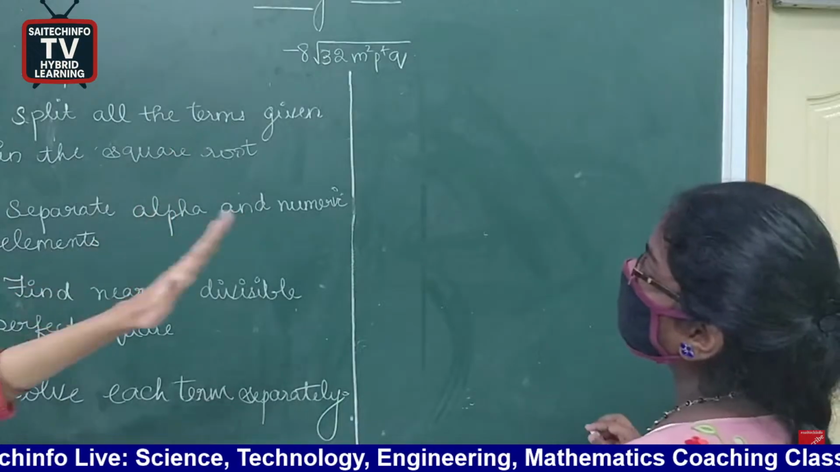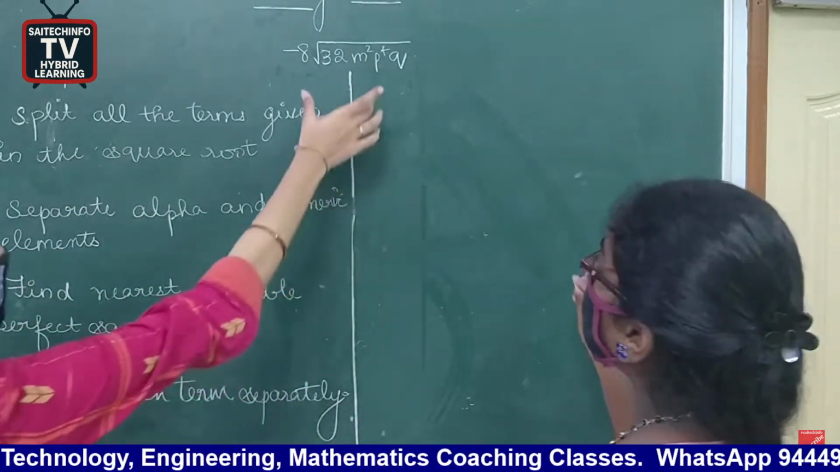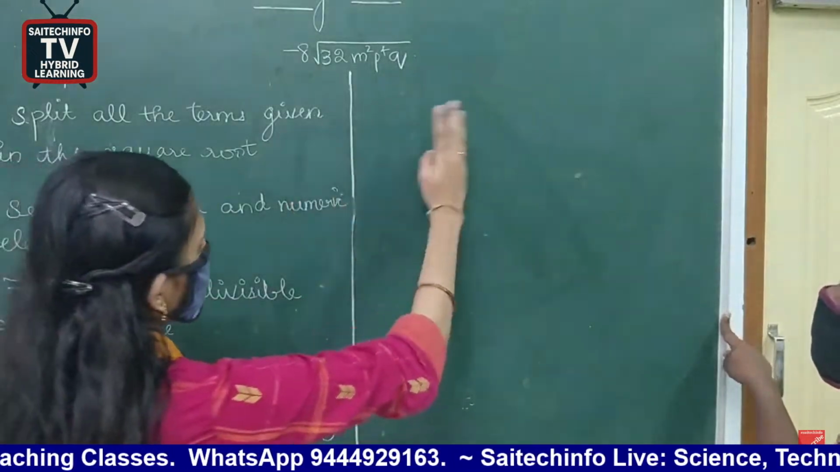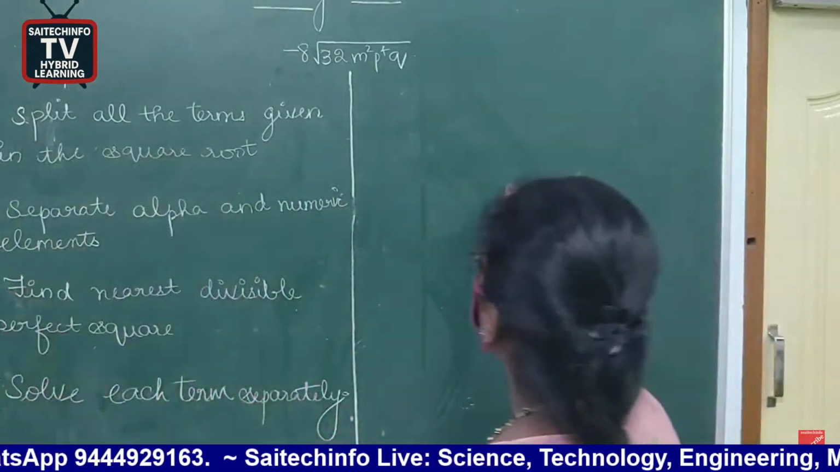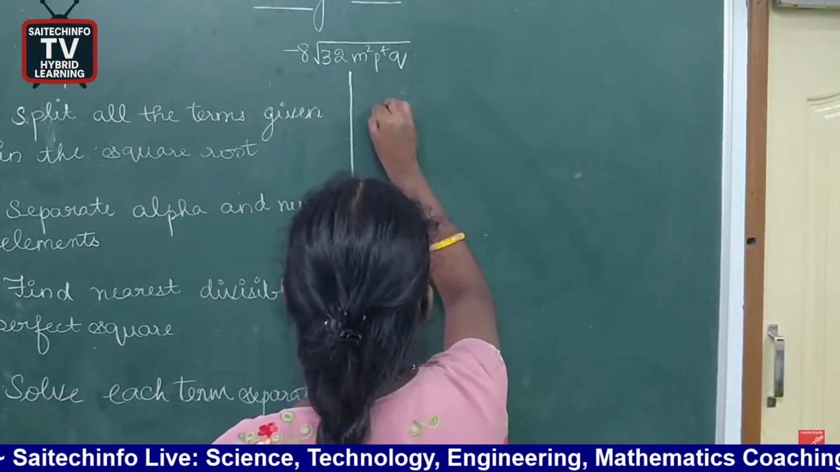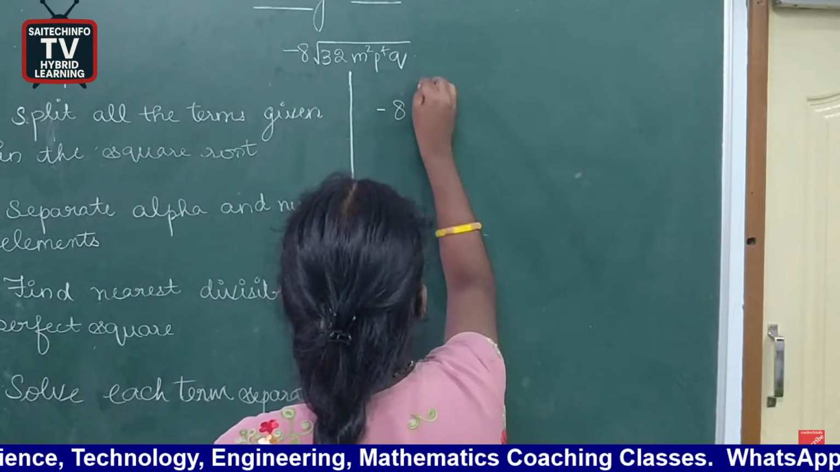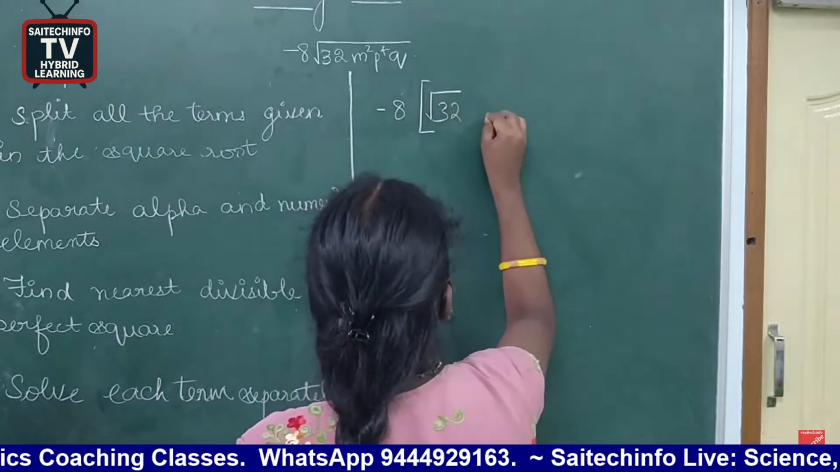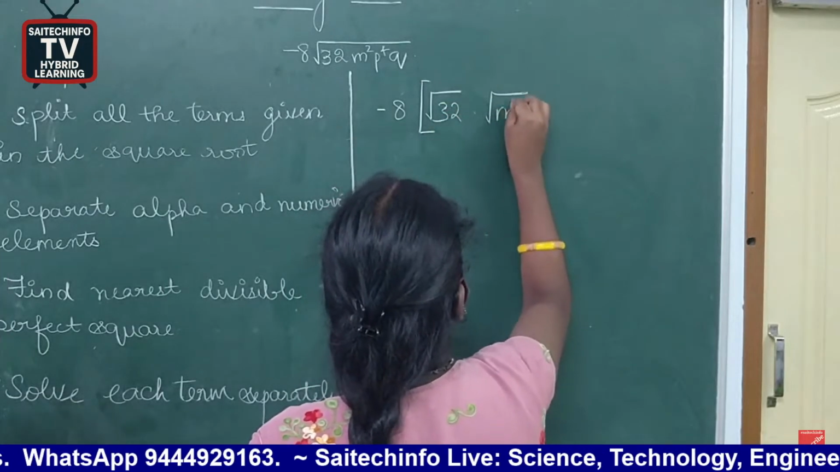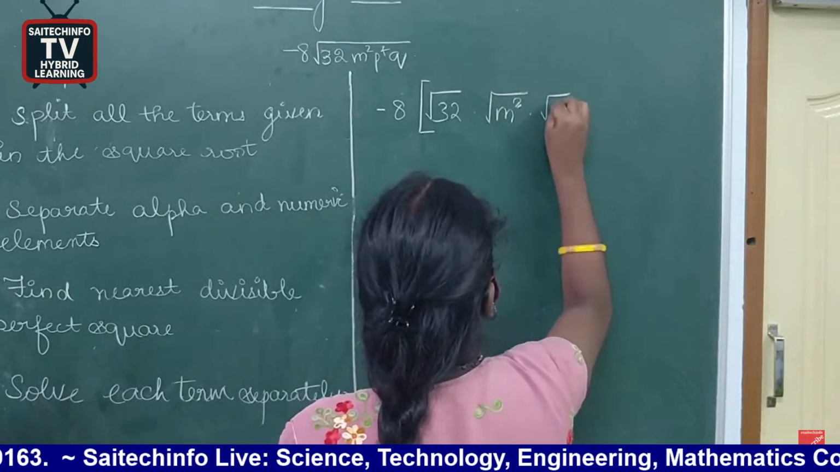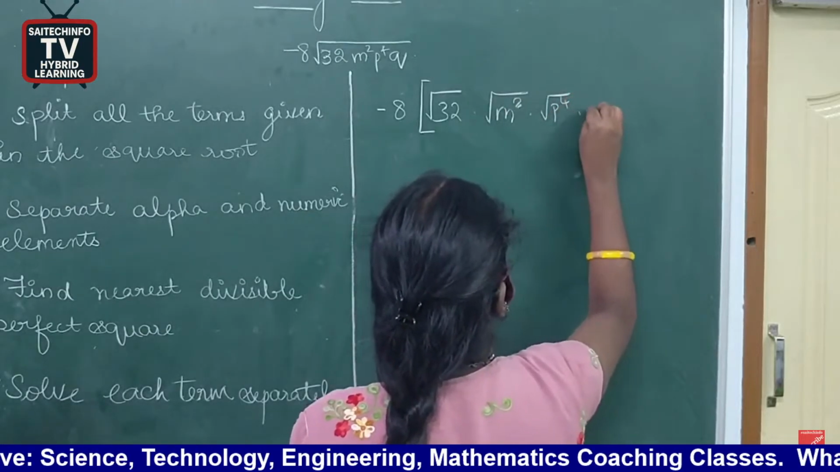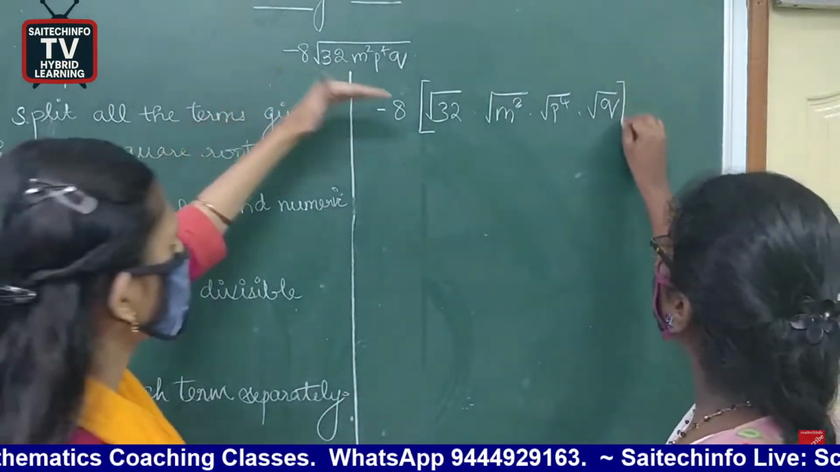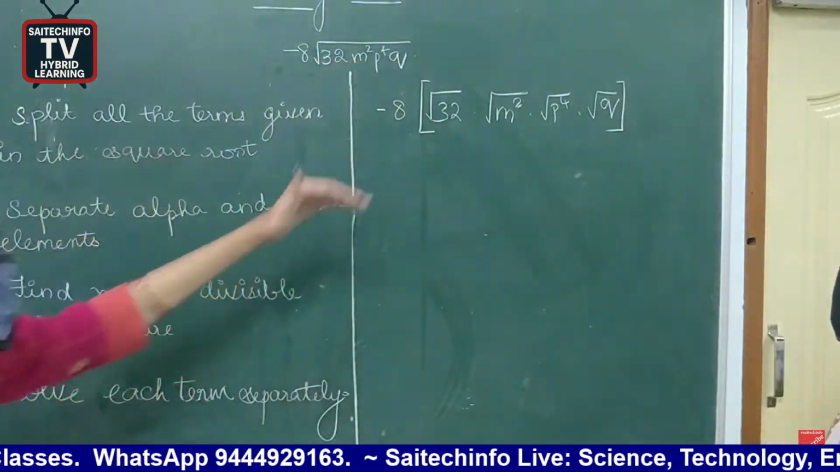Split all the terms given in the square root. So this square root consists of 4 terms. Let us separate each term and give a root for each term. Minus 8, I have to open the bracket: root 32 into root m square into root p power 4 into root q. So in the first step we have split each term separately, giving each a square root.